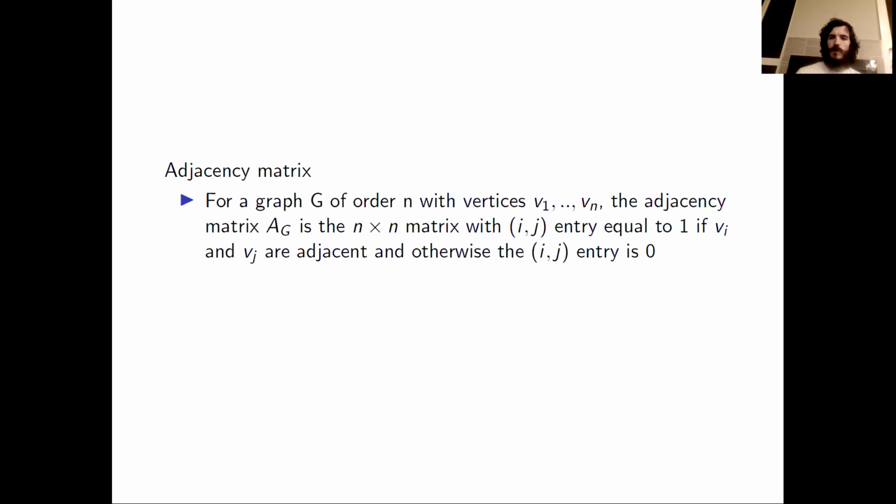Let's quickly review the definition of an adjacency matrix. If we have a graph G of order n, where the vertices are labeled v1, v2 up to vn, we define the adjacency matrix A sub G to be the n by n matrix, where the ij entry is equal to 1 if there is an edge vi vj, and otherwise the ij entry is equal to 0.